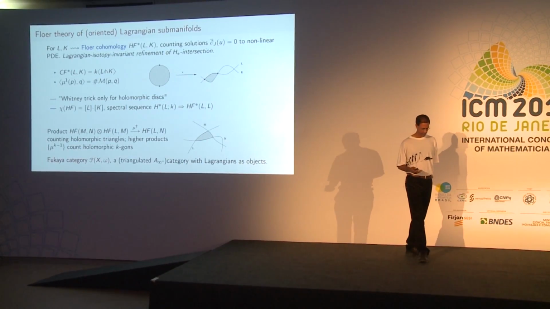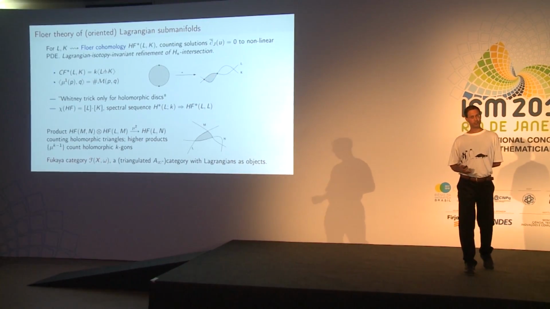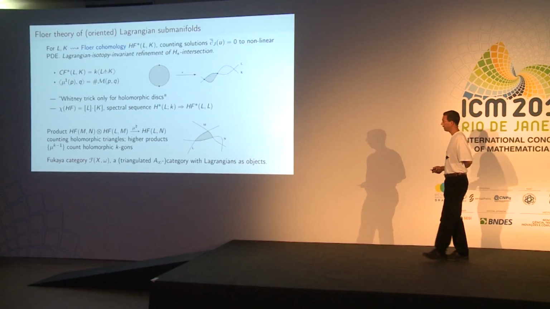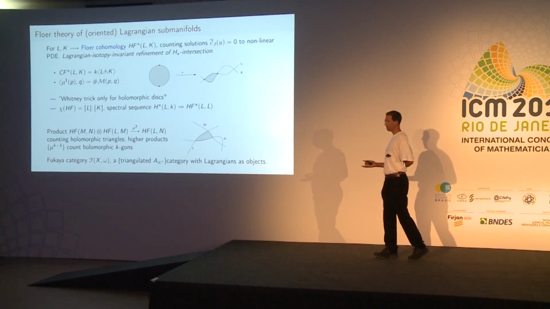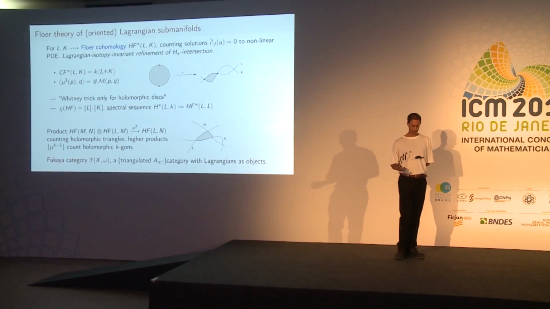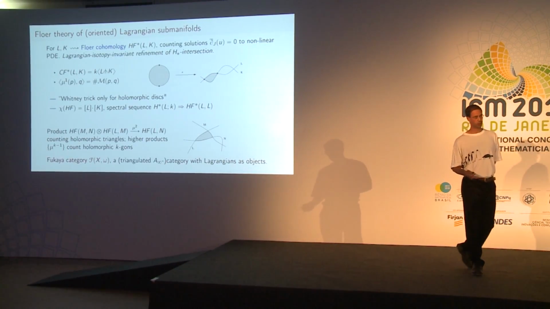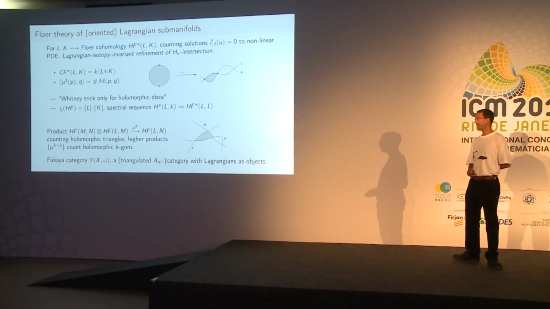And what comes out is a sort of Lagrangian isotopy invariant which refines intersection theory. The naive geometric intersection of L and K wouldn't be invariant under Lagrangian isotopy, and the homological intersection is invariant under all smooth isotopy, and this somehow helpfully mediates between the two.